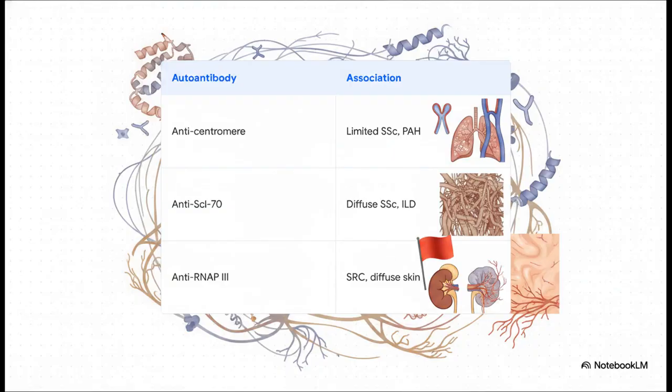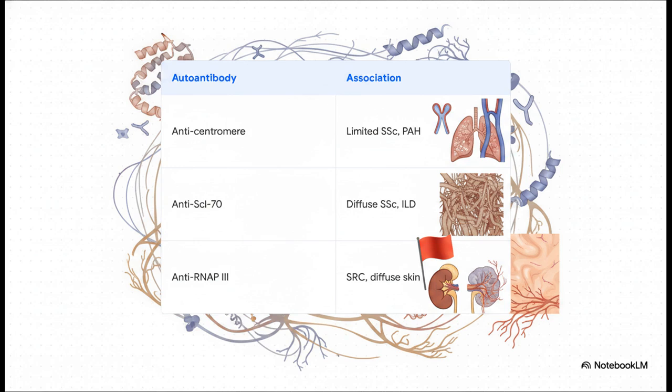So the adaptive immune system, specifically B cells and autoantibodies, they are definitely not just innocent bystanders here. Modern science views B cells as active modulators of this fibrosis. Specific autoantibodies cleanly map out distinct clinical trajectories for the patient. For example, anticentromere points straight toward limited SSC and pulmonary arterial hypertension.